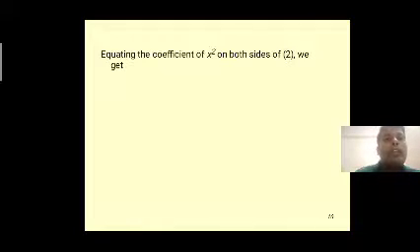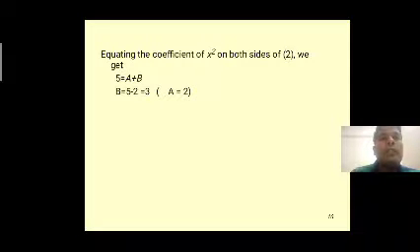Equating the coefficient of x² on both sides of equation 2, we get 5 = A + B. Now B = 5 − 2, that is also equal to 3. Then A = 2.